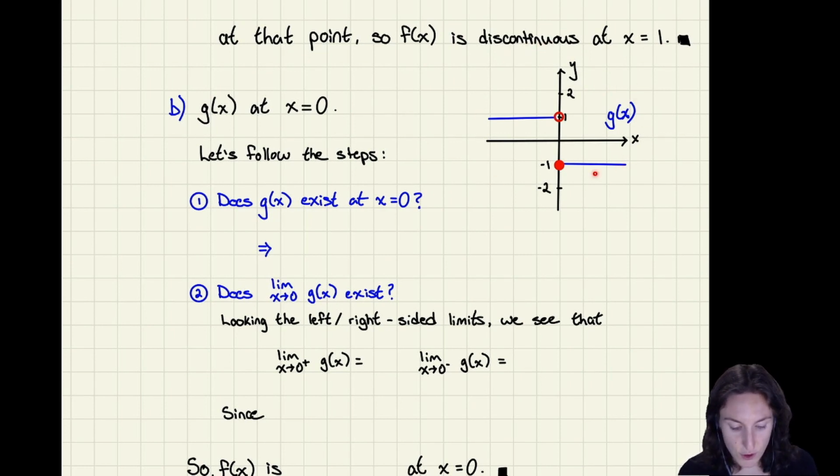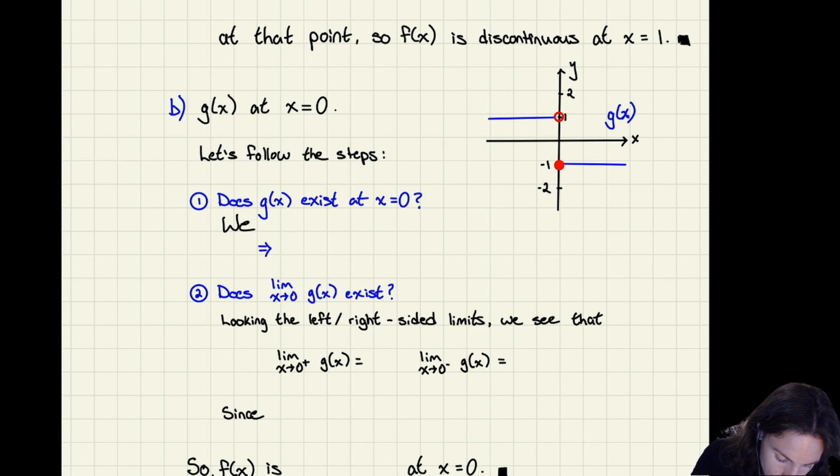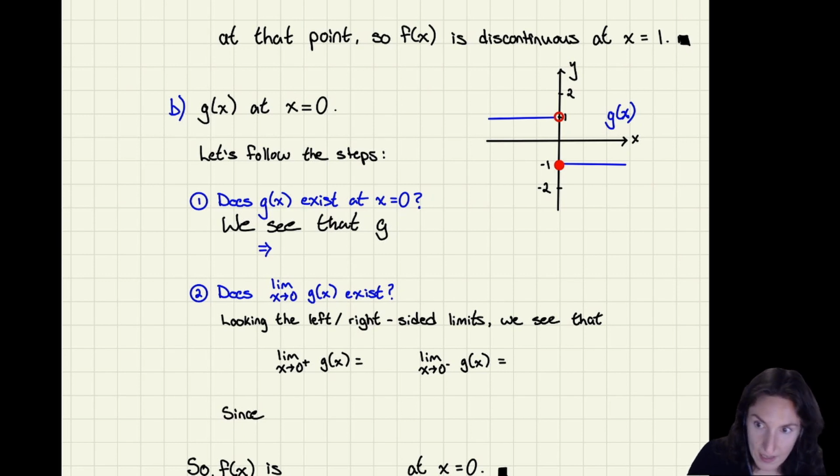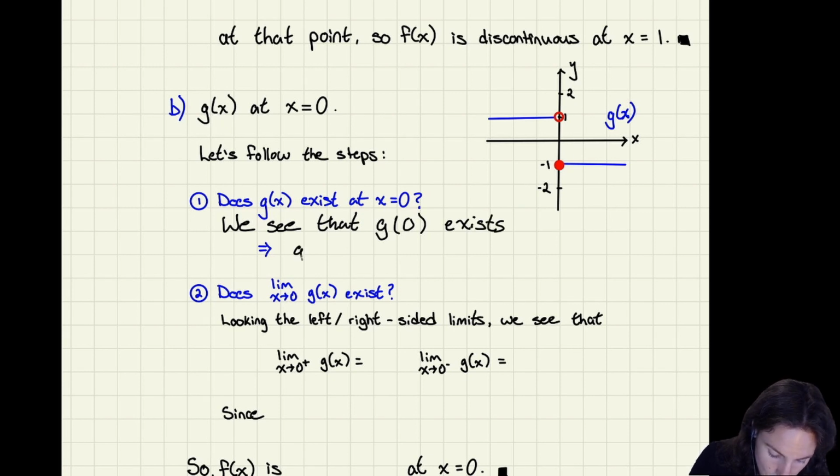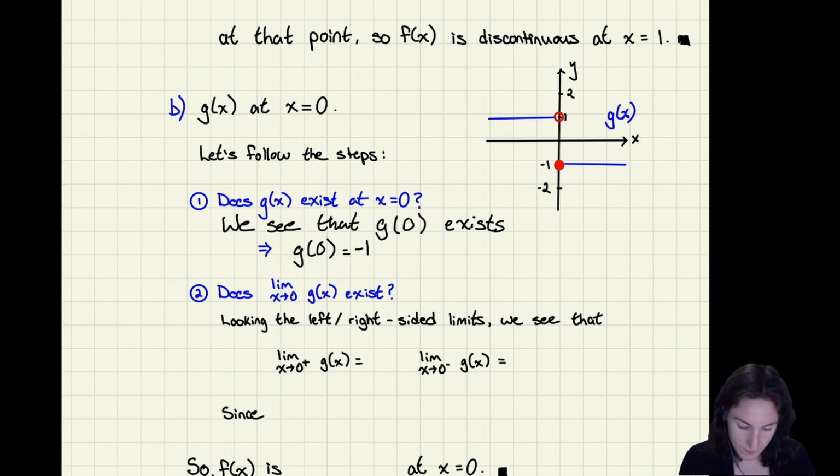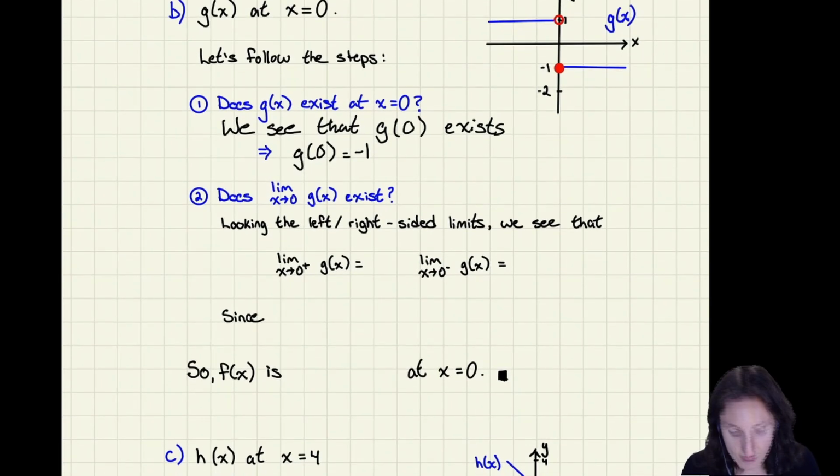So this is a function called g of x, and let's follow the steps. First, let's look at x equals 0 and see if our function exists or not. And sure enough, it does. So we see that g of x exists at 0. In particular, what value does it give us? It gives us -1.